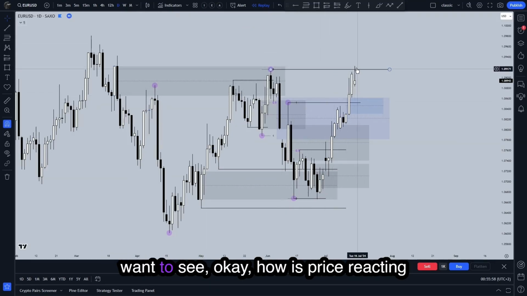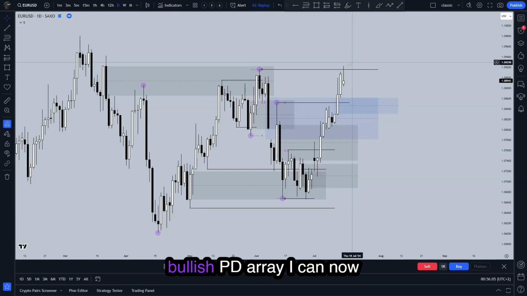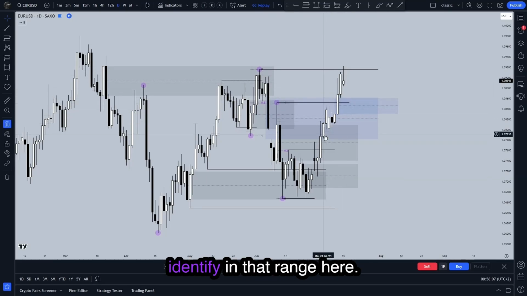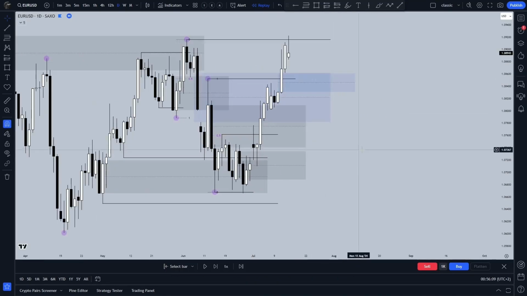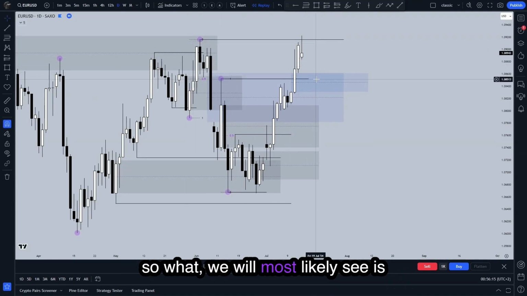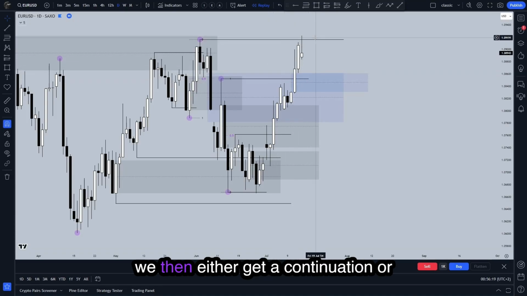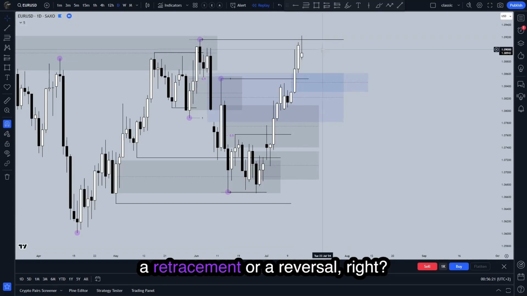And now I simply want to see, okay, how is price reacting to that bullish value gap here? So that's the only bullish PD array I can now identify in that range here. So again, expansion took out liquidity. So what we will most likely see is some sort of consolidation before we then either get a continuation or a retracement or reversal.